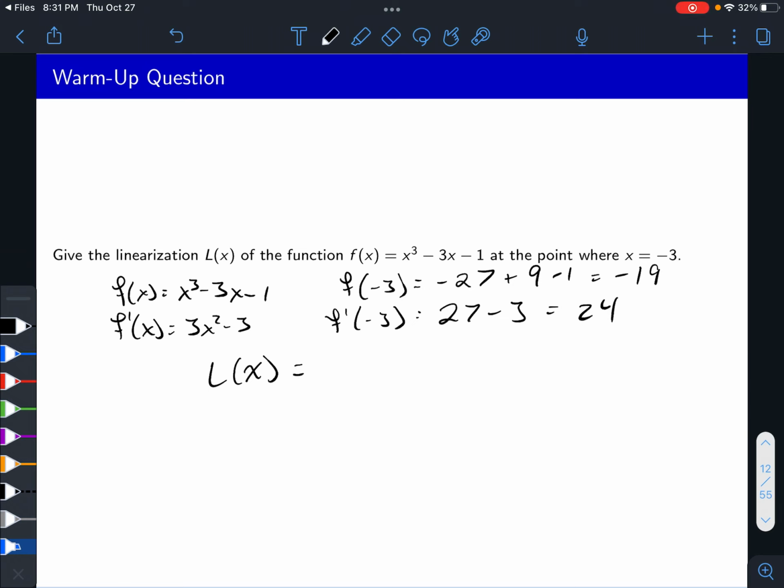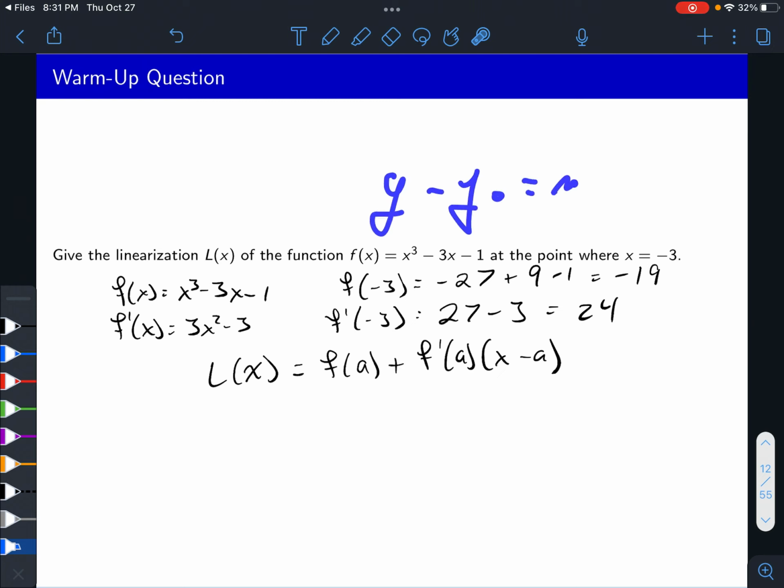And then our linearization, L of x, you might remember that the formula for that would be f of a plus f prime of a times x minus a. And this would be very similar to what you would do if you did the y minus y0 equals m times x minus x0, and then just bring that y0 over. It would give you the same old thing.